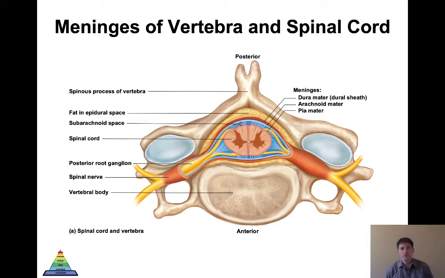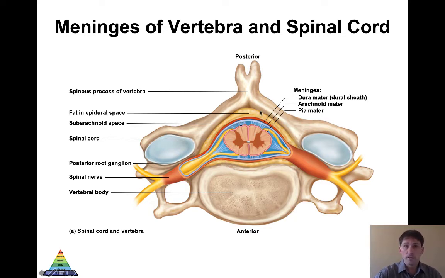Now, if we look a little bit closer at the meninges, and the meninges, remember, are going to surround our brain and spinal cord, and they're going to contain that cerebrospinal fluid. So here we're looking at a superior view of a superior cross-section through our cervical vertebrae and our spinal cord. And we know it's cervical because we have that bifid spinous process. And we have our transverse foramina over here and our transverse processes. And so we can see that our spinal nerves are coming off through those intervertebral foramina.